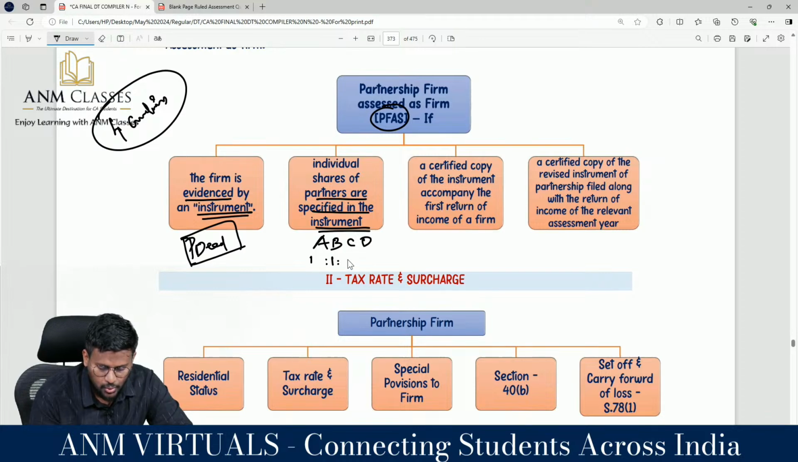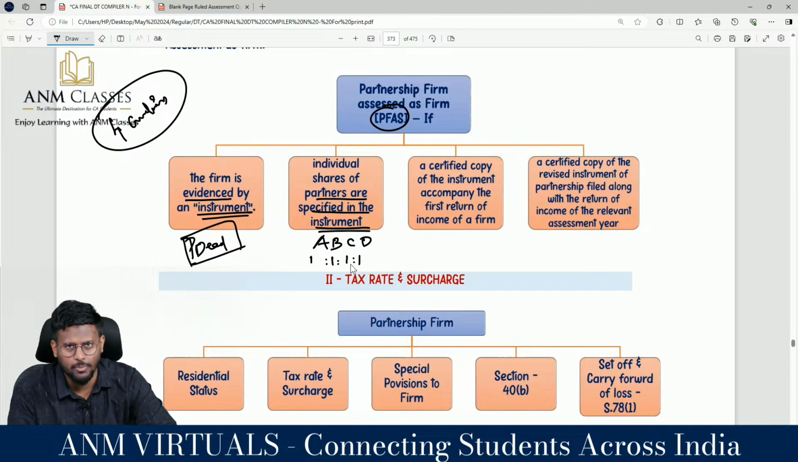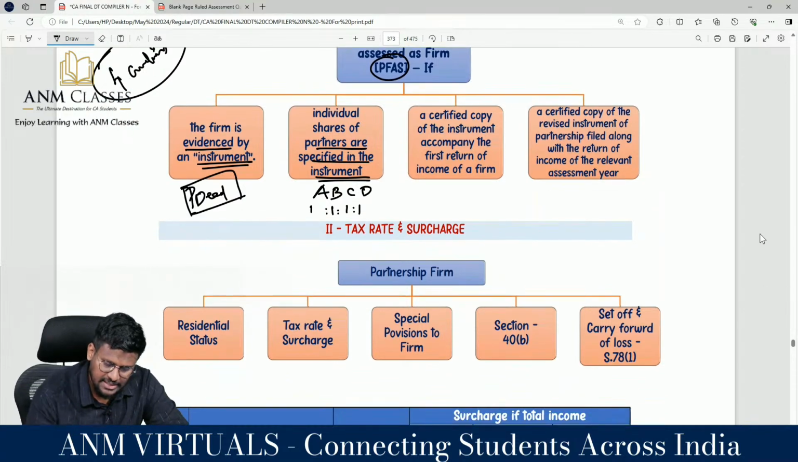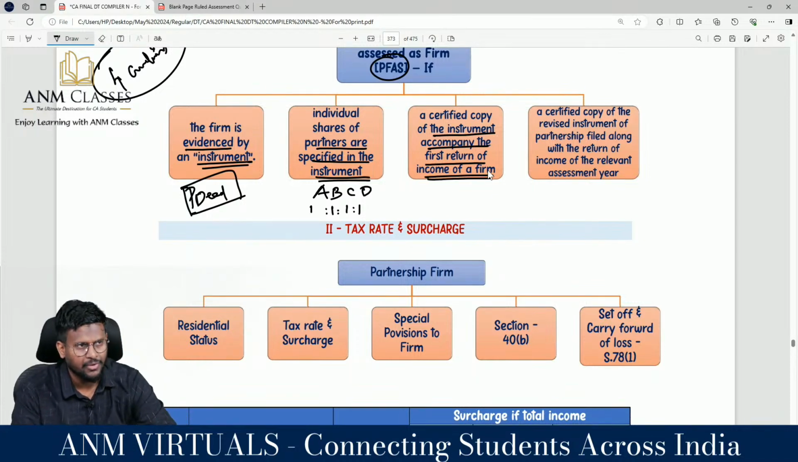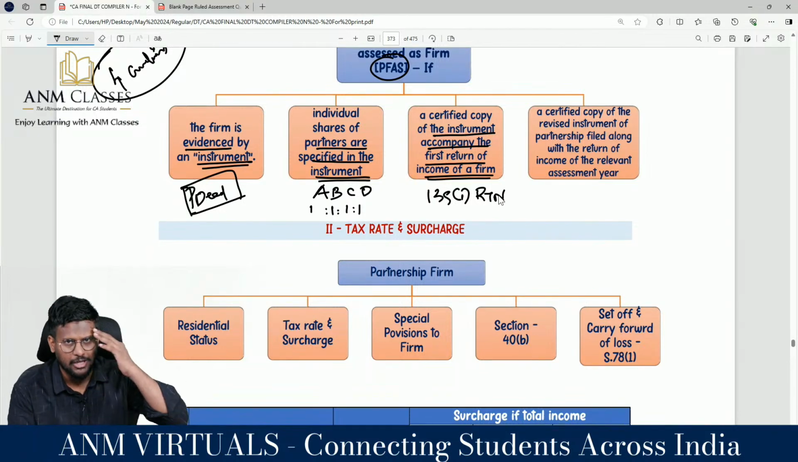It is 1:1:1:1. Like, some ratio of profit sharing should be mentioned in the partnership deed. A certified copy of the instrument accompanying the first return of the income of a firm. When you are filing the 139 subsection 1 return, that is the first return, you have to upload the partnership deed.